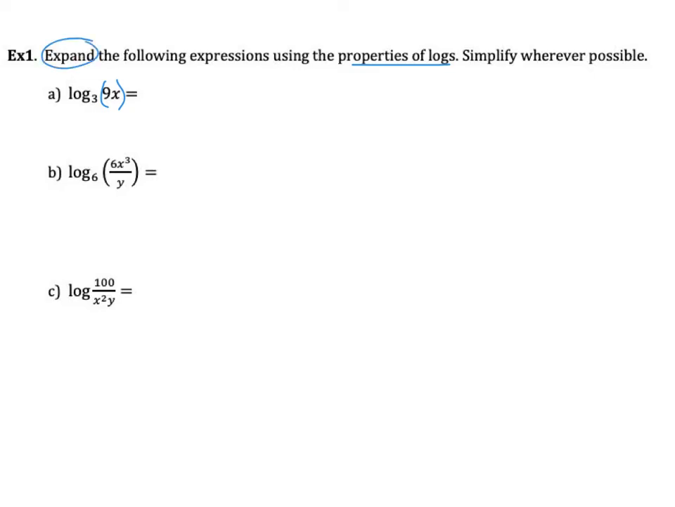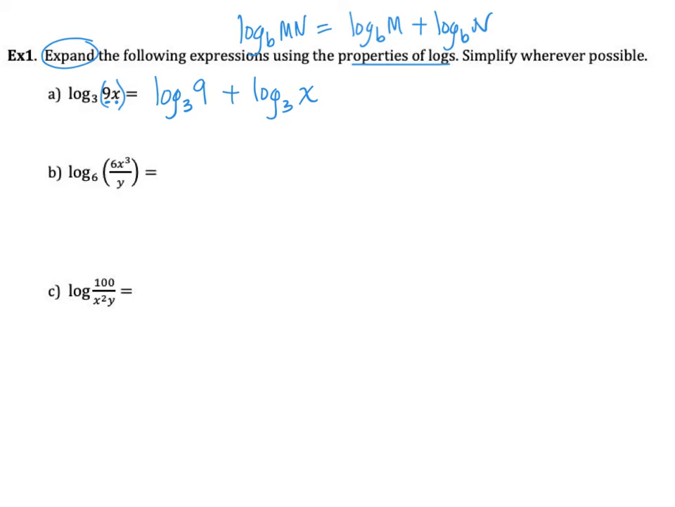So I'm going to take that property, which was log base b of m times n, or whatever those values were, and expand it to log base b of m plus log base b of n. So here, our m in this case is 9, our n is x, so I'm going to expand by doing log base 3 of 9 plus log base 3 of x. This is the expanded form.